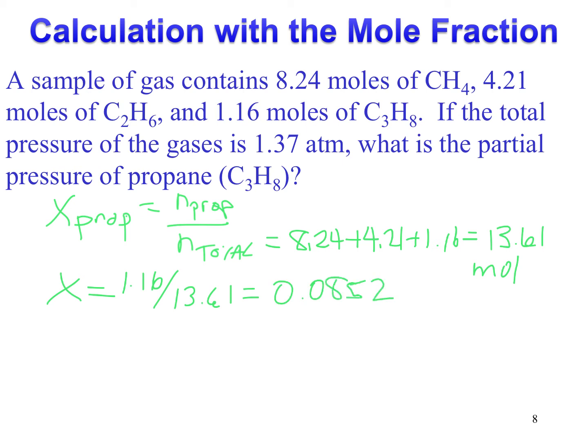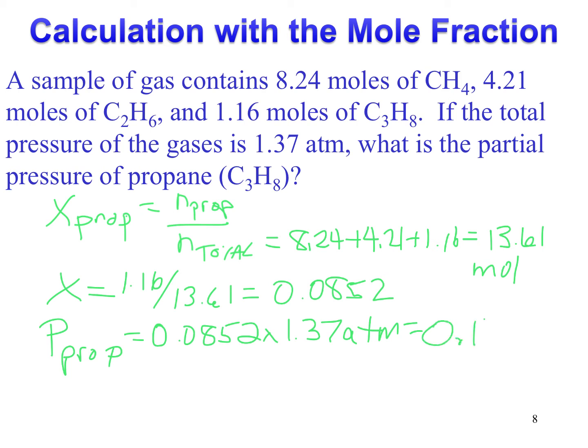0.0852. The partial pressure of propane, P sub propane, is 0.0852 times 1.37 atmospheres, which is equal to 0.117 atmospheres.